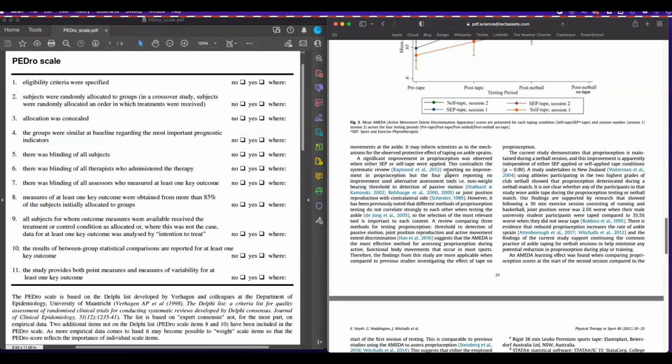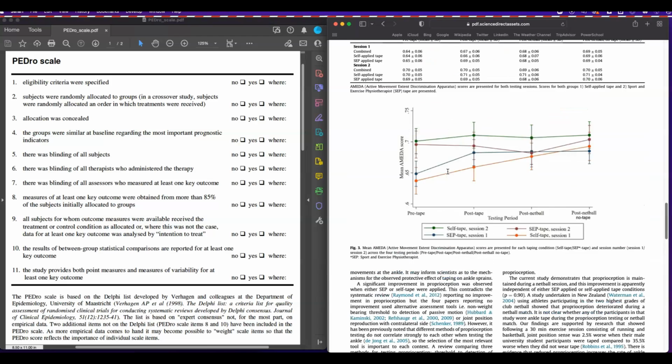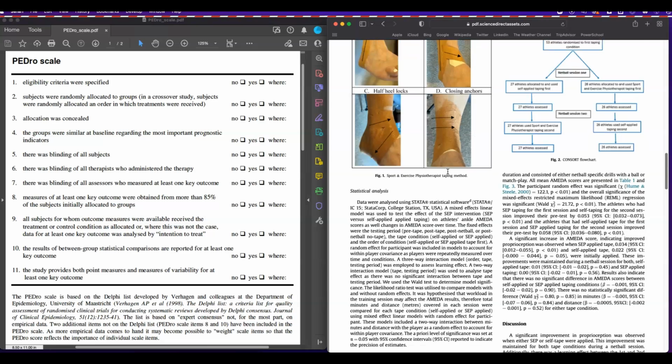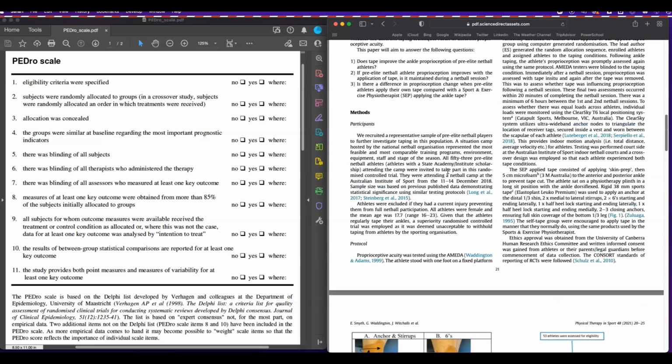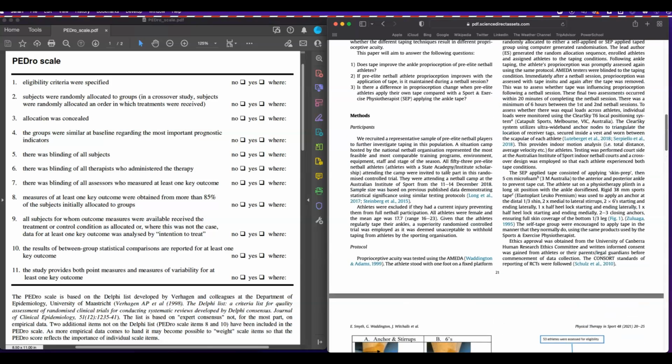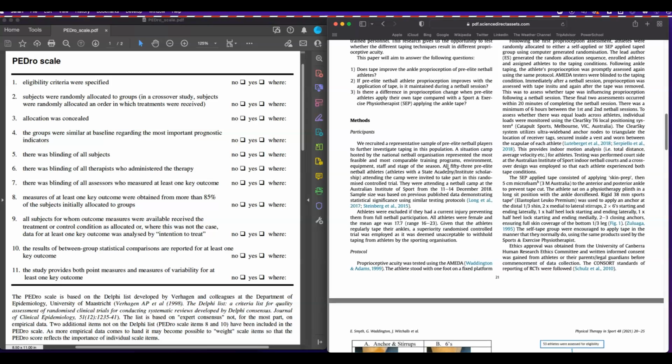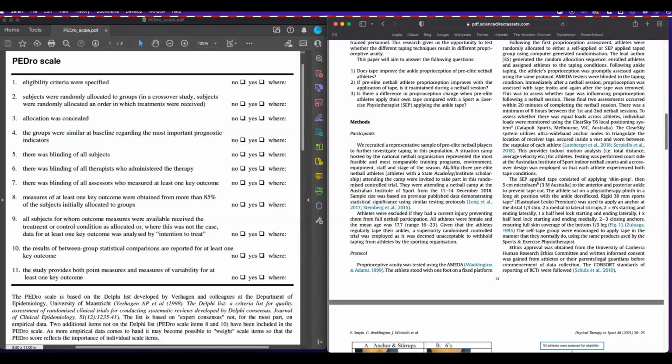Now, the next 3 questions, 5, 6, and 7, all have to do with blinding. And again, that's going to go back into the methods section. So in the methods section, what we want to do is figure out, was the person who was collecting data blinded? Was the person doing the rehab or the taper blinded? And then were the subjects blinded to whether or not they got the treatment, if that makes sense.